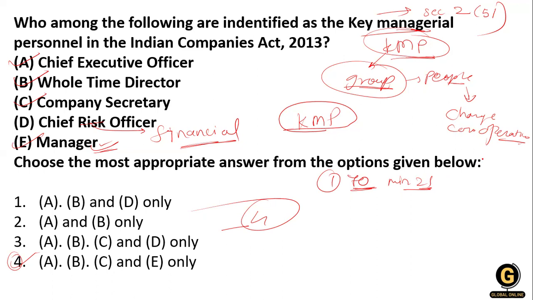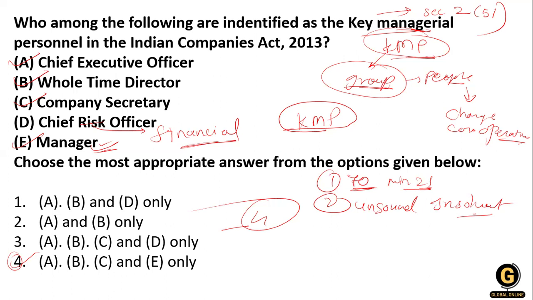The next one: if he is insolvent or of unsound mind, in that case also he is not a KMP. Or if he has suspended payment to the creditor at any time, because he did not make the payment to his creditor, in that case also he is not eligible.